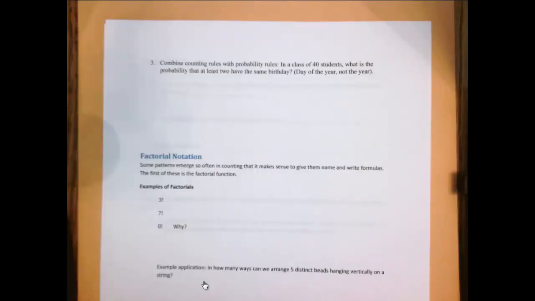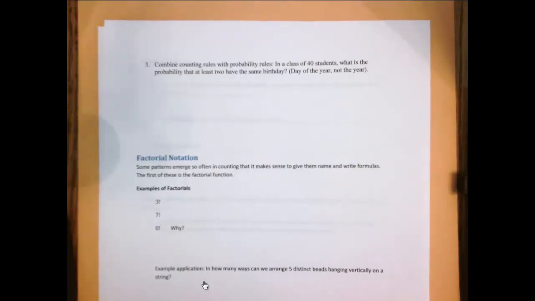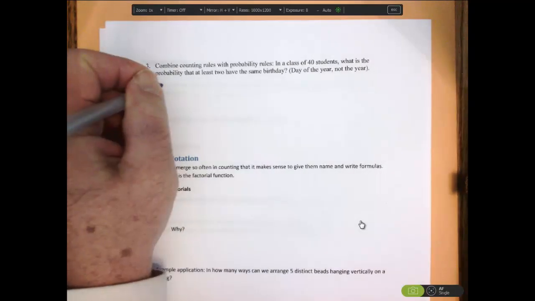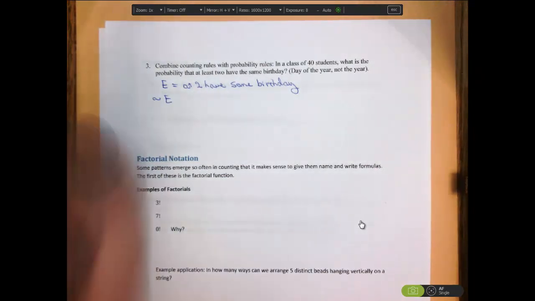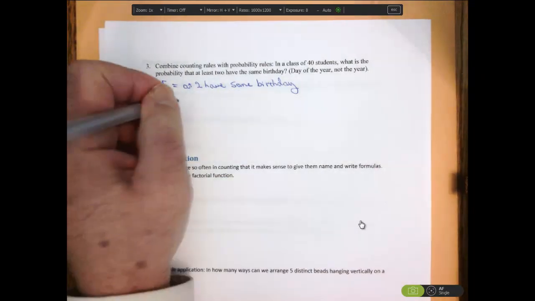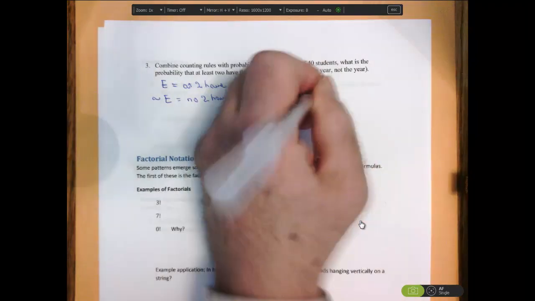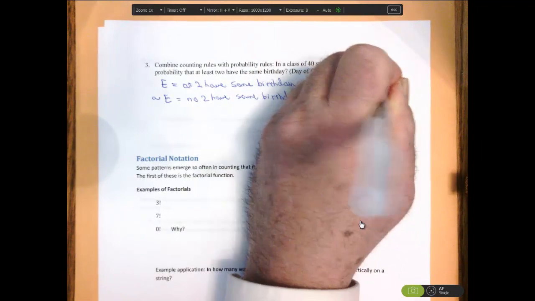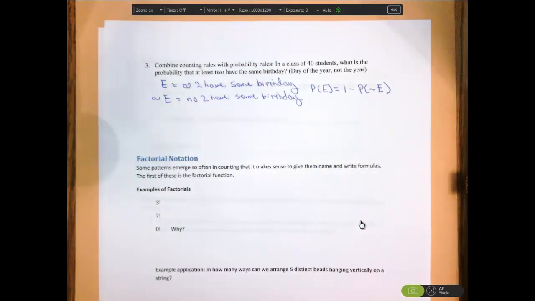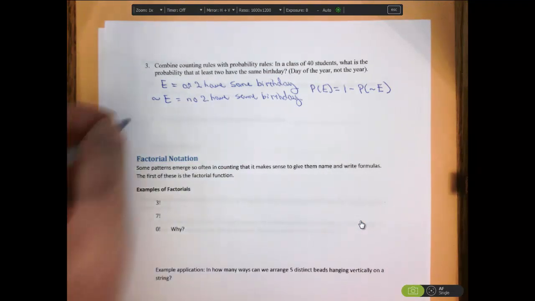To solve this problem, it's probably going to be a great deal easier to think about the complement of the event. So we'll let E be the event that at least 2 students have the same birthday. The complement of E would be the event that no 2 have the same birthday. We'll use the fact then that the probability of E is 1 minus the probability of the complement of E in order to solve this problem. We'll compute the probability of the complement of E directly.